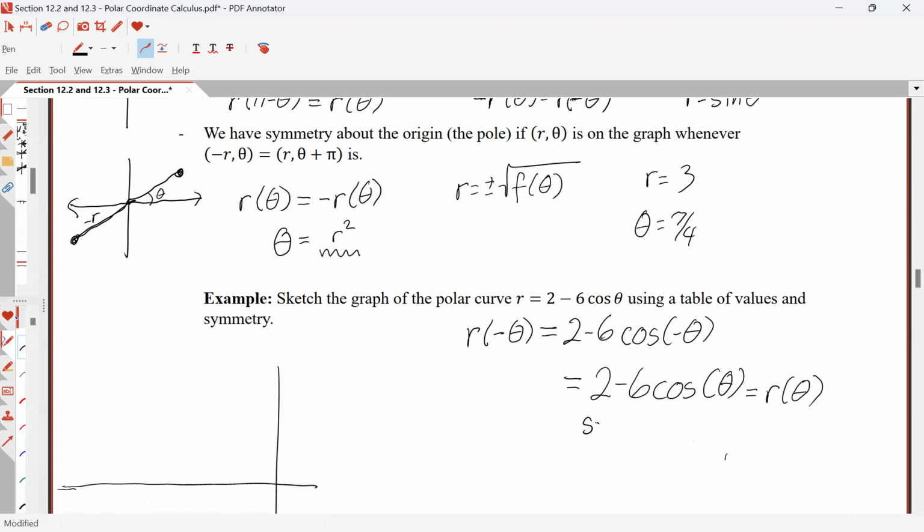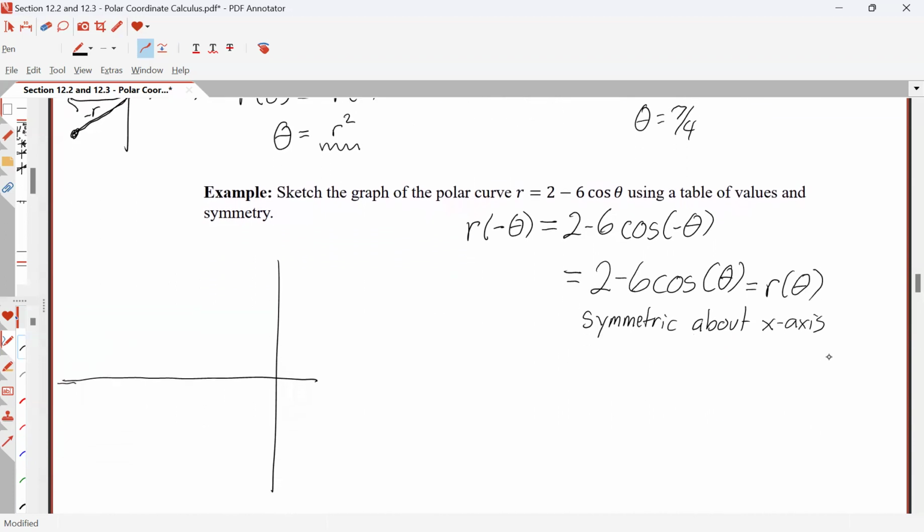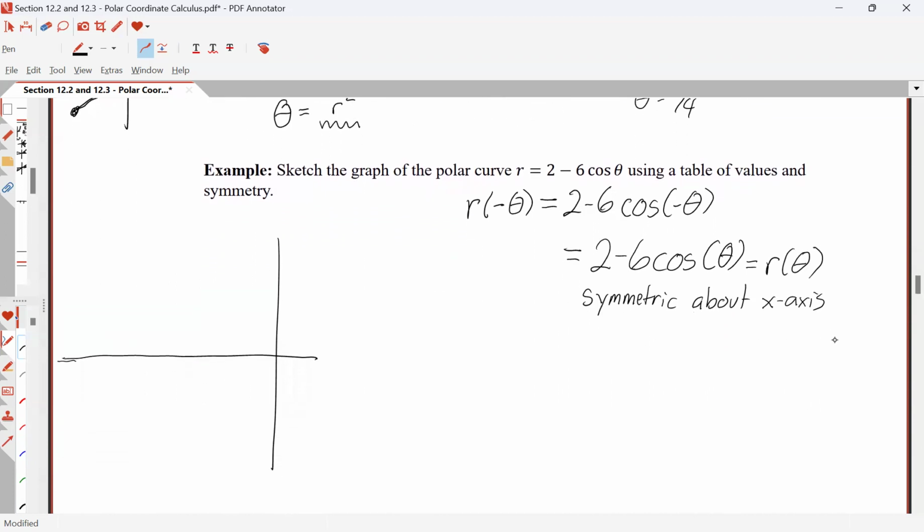This is symmetric about the x-axis, meaning what happens above the x-axis will also happen below the x-axis. What happens below will also happen above. Just reflect whatever we graph about the x-axis. The second thing we want to do now is plot some points. And because we have the symmetry about the x-axis, this means if we plot from 0 to pi, then pi to pi over 2 will just be the reflection over the x-axis.